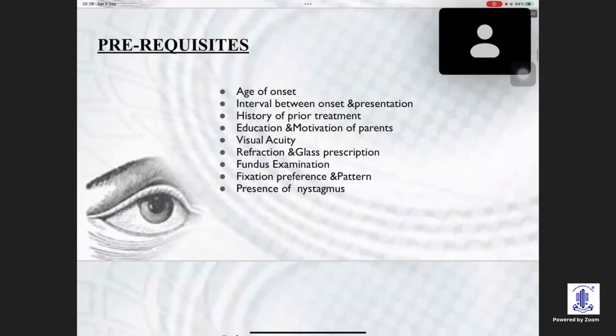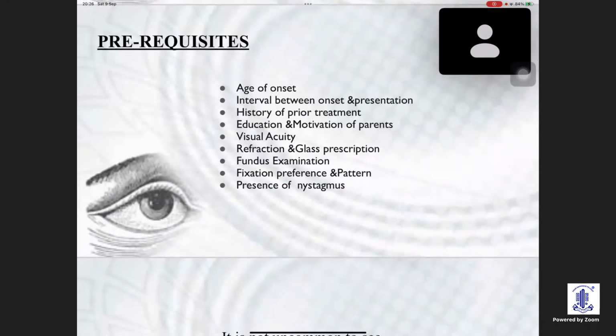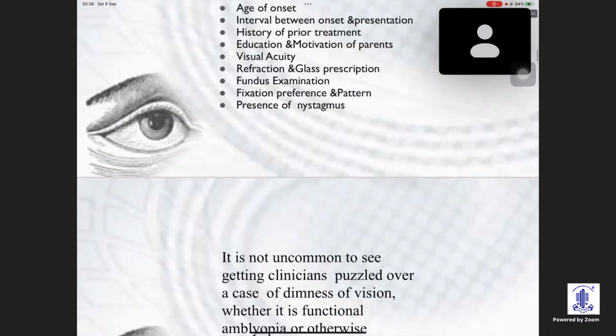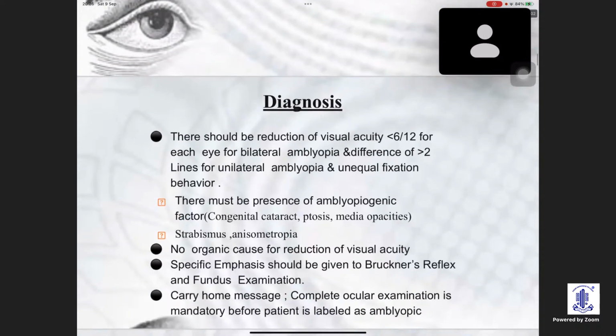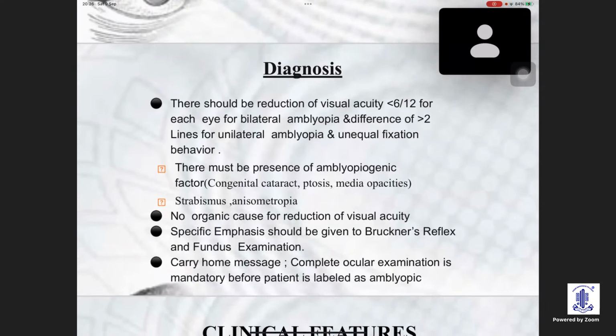In amblyopia, we must note down the age of onset, interval between onset and presentation, history of prior treatment. Education and motivation of the parents is the most important factor. Visual acuity, refraction, glass prescription, fundus examination, fixation preference, and presence of nystagmus. However, it is not uncommon to see clinicians puzzled over a case of diminution of vision, whether it is functional amblyopia or otherwise. For diagnosis of amblyopia, there must be reduction of the visual acuity, there must be presence of amblyogenic factors, and there should not be any organic cause for reduction of visual acuity. Until and unless these three conditions are there, you should not label a patient as amblyopic, and the carry home message is complete ocular examination is mandatory before a patient is labeled as amblyopic.